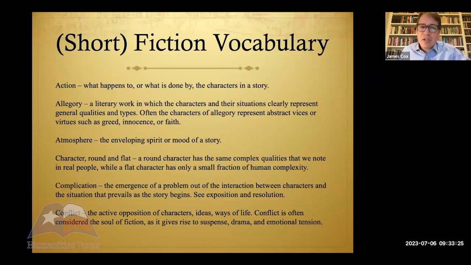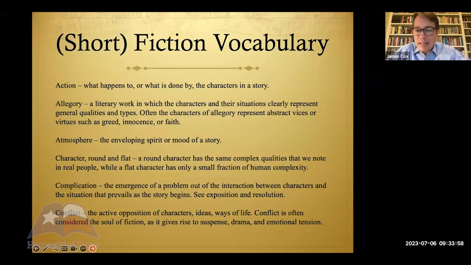This is just the first couple entries on that document. We can go back to this in part 2 of the presentation, if you like. These are really straightforward, concise definitions that I find my students really like, particularly the difference between a round and a flat character, for example.